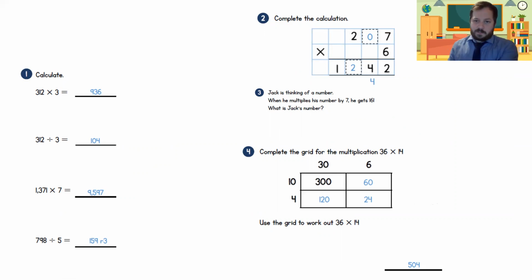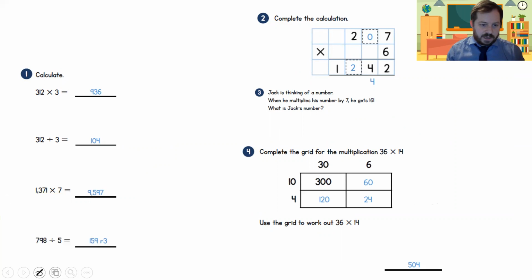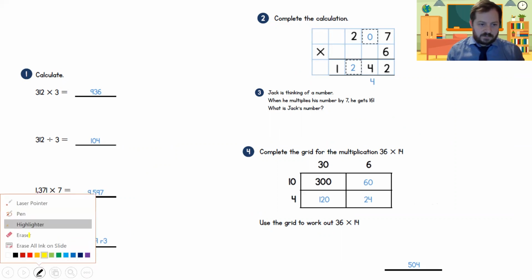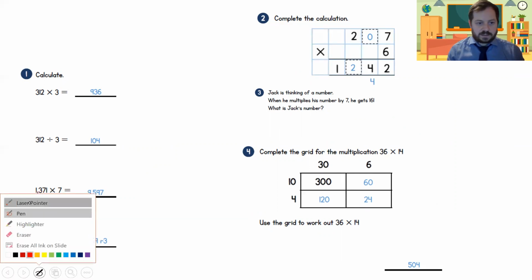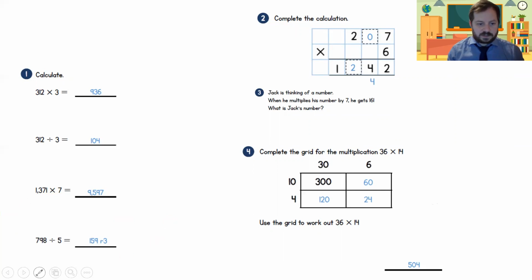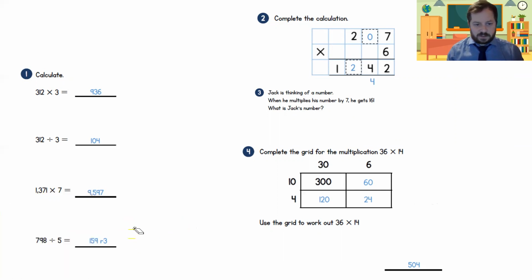So Jack is thinking of a number, he multiplies it by 7 and gets 161. What's his number? What we need to remember when we're doing this is what the inverse of multiplication is. The inverse of multiplication is division. So what we're going to do is we're going to use division.